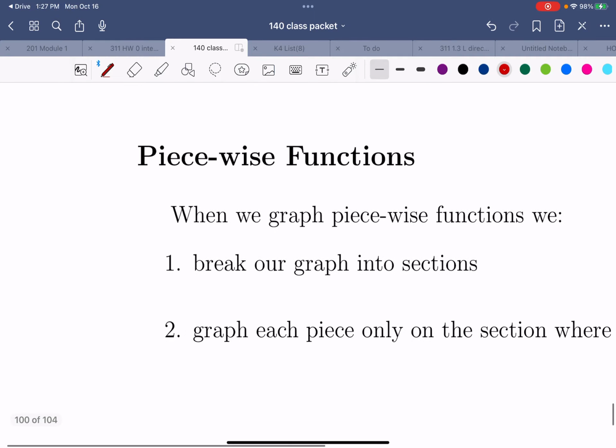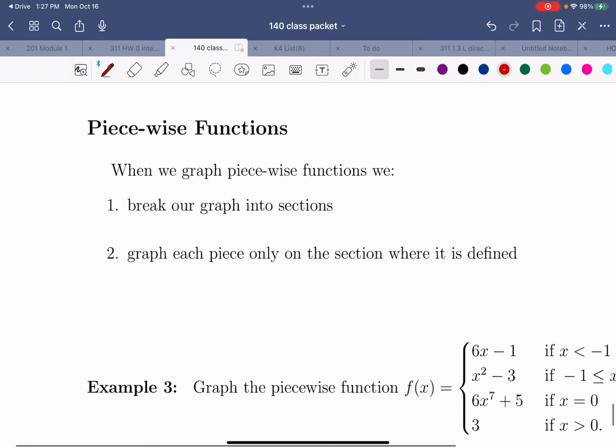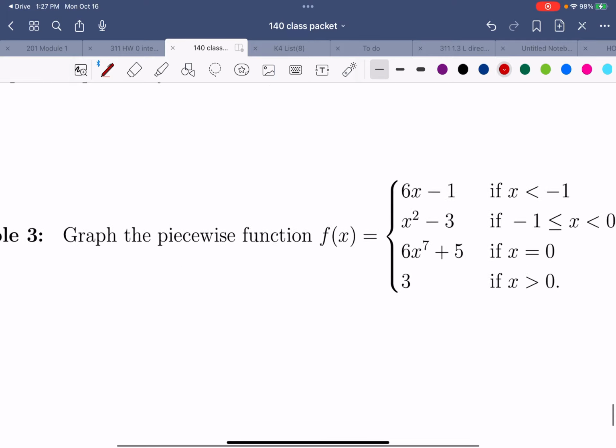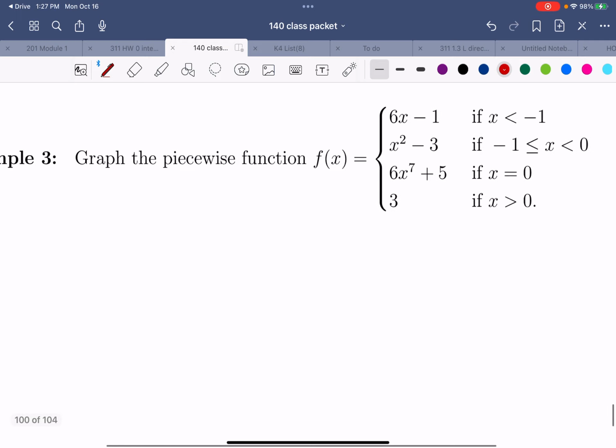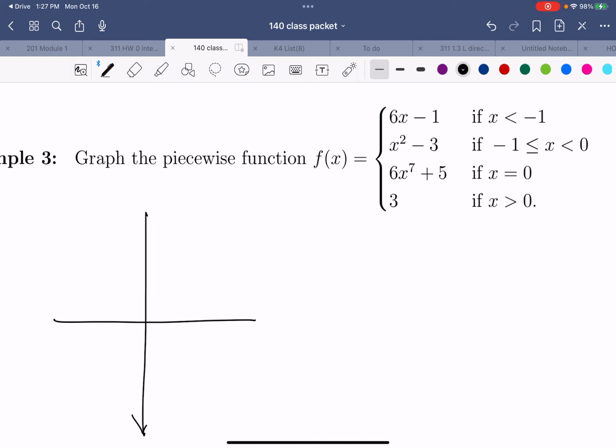When it comes to piecewise functions, it's a little bit different. What we're going to do is break our graph into sections, and we're going to graph each piece only on the section where it's defined. Okay, so here's a piecewise function, and we're going to graph this. Okay, so let me start with my coordinate plane. And I'm going to think about dividing this into different sections.